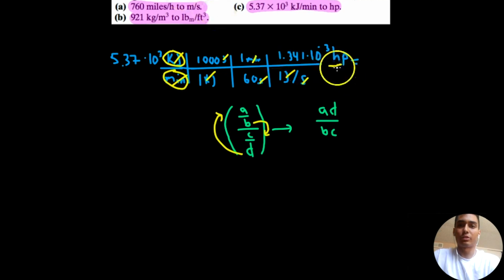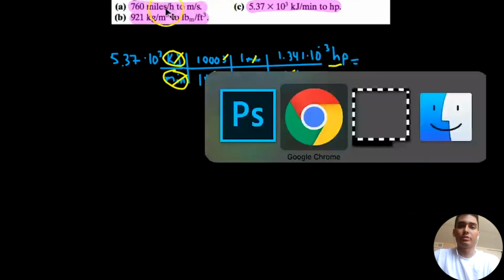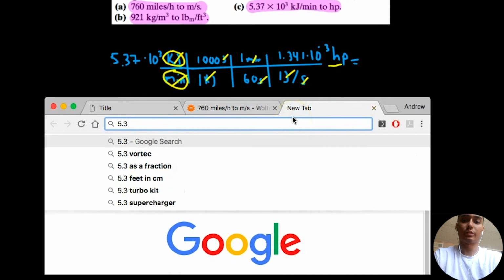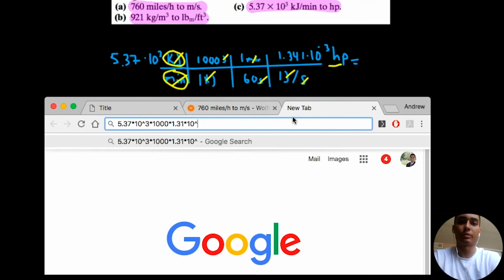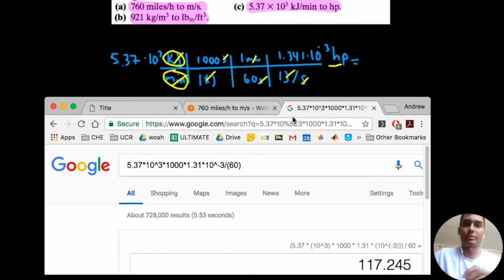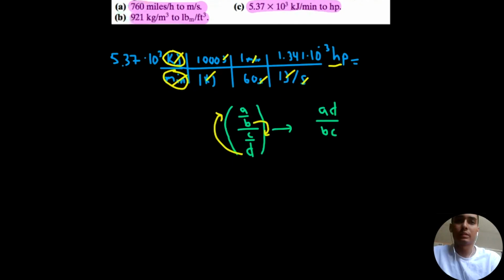So let's do this calculation to get an answer of 5.37 times 10 to the 3, times 1,000, times 1.341 times 10 to the negative 3, so those are just going to cancel out, divided by 60. I got 117. So let's just check. So it's our final answer, horsepower.